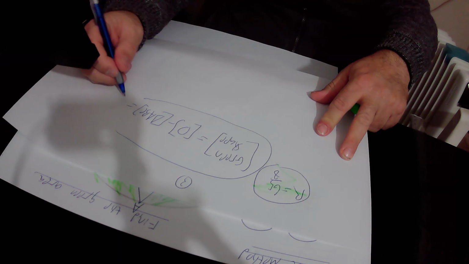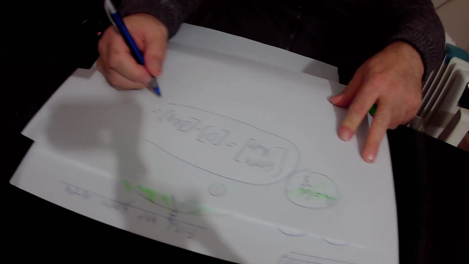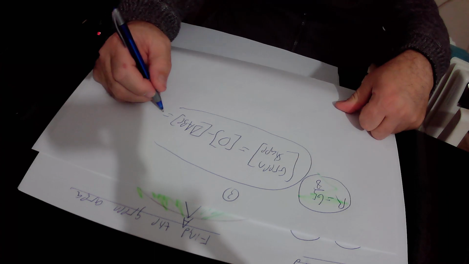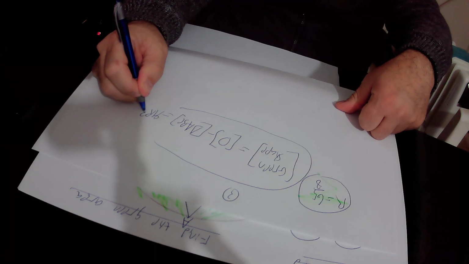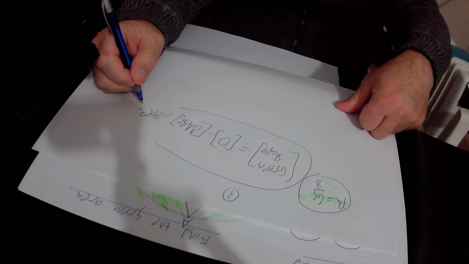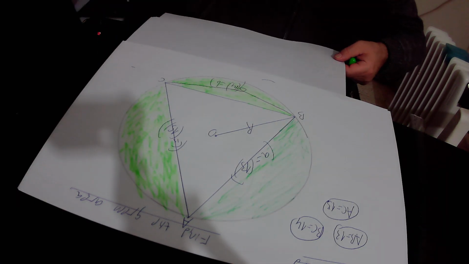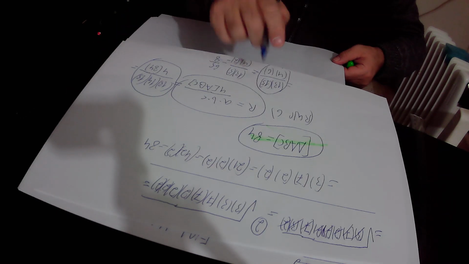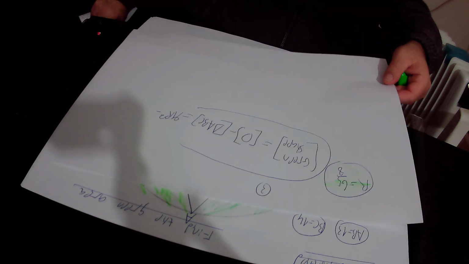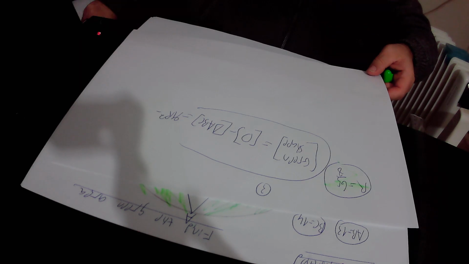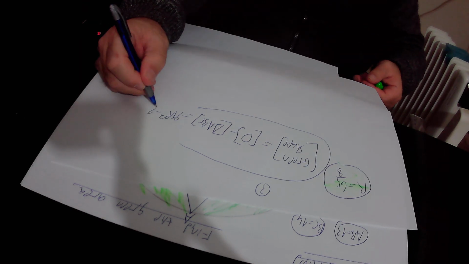So the area of the green shape equals the area of the circle, which is pi r squared, minus the area of triangle ABC. We have already found out that the area of triangle ABC equals 84 square units.